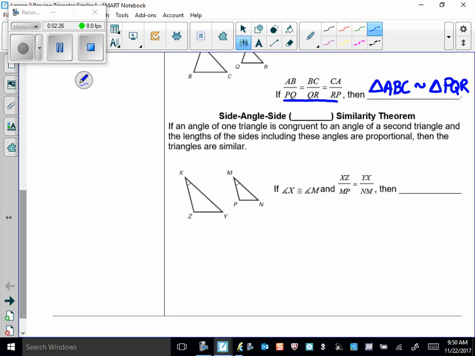Okay, now we got another one. Side, angle, side. So the side-angle-side similarity theorem. So the last two are theorems. First one's a postulate. It says if an angle of one triangle is congruent to an angle of a second triangle and the lengths of the sides including these angles are proportional, then the triangles are similar. So if angle X is congruent to angle M and those corresponding sides that include those angles are proportional, then I know that triangle XYZ is similar to triangle MNP. Order matters. Don't forget that.